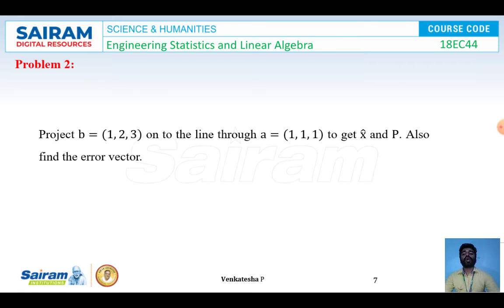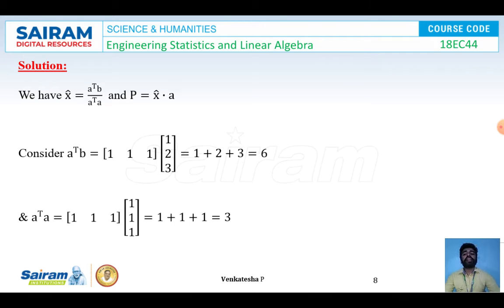Problem number 2. Project b is equal to (1, 2, 3) onto the line through the point a is equal to (1, 1, 1) to get x cap and p. Also find the error vector. To find the value of x cap, the formula is x cap is equal to A transpose B by A transpose A, and to find the value of p, the formula is x cap times A.